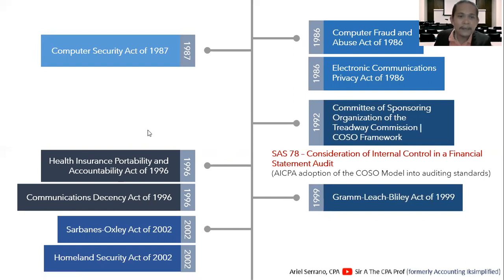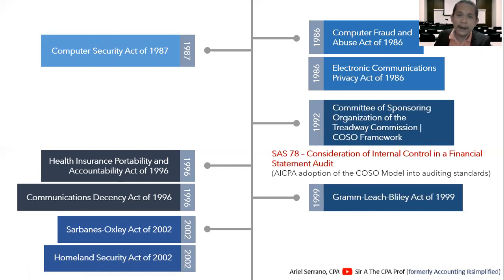Then 4 years after, okay, we have the Health Insurance Portability and Accountability Act of 1996 na may kinalaman naman sa mga insurance at sa medical profession. In 1996 also, nagkaroon ng Communications Decency Act, okay? And in 1999, meron tayong Gramm-Leach-Bliley Act of 1999. And then, 3 years after, ito yung pinakasikat, the Sarbanes-Oxley Act of 2002. And on the same year, meron din ng Homeland Security Act of 2002.